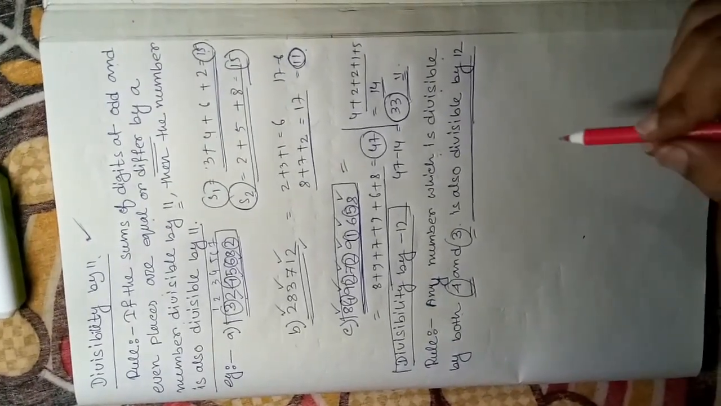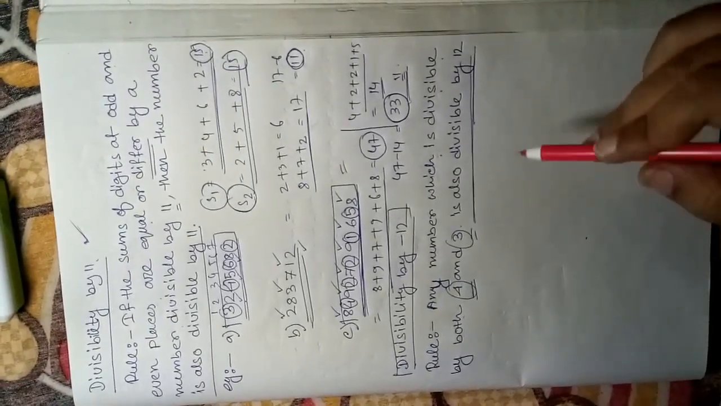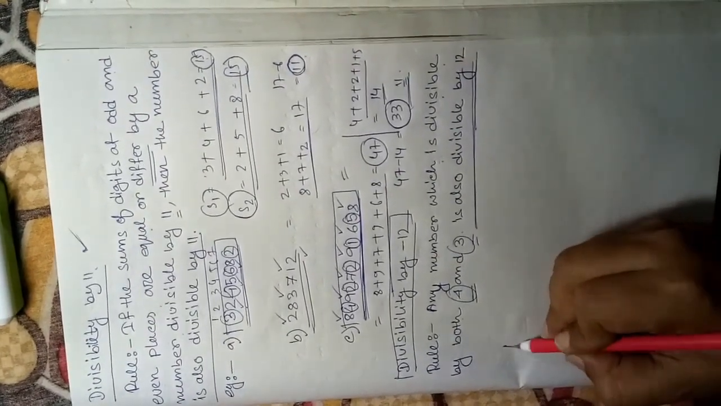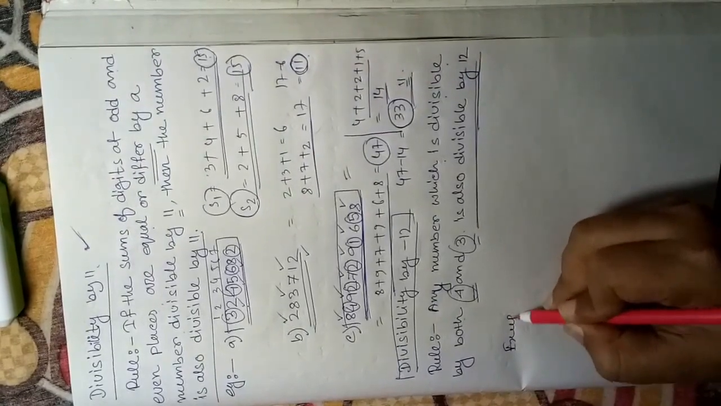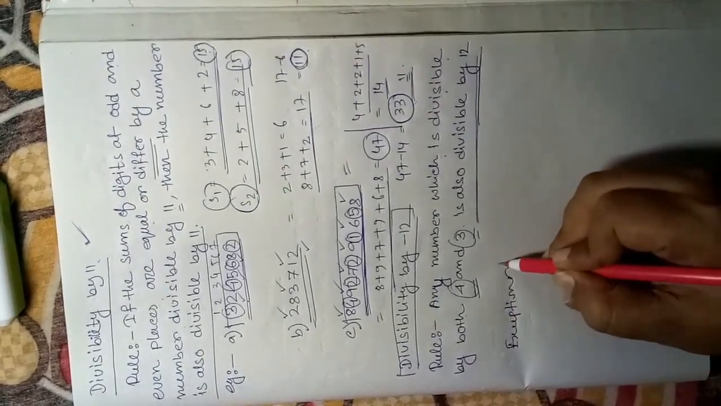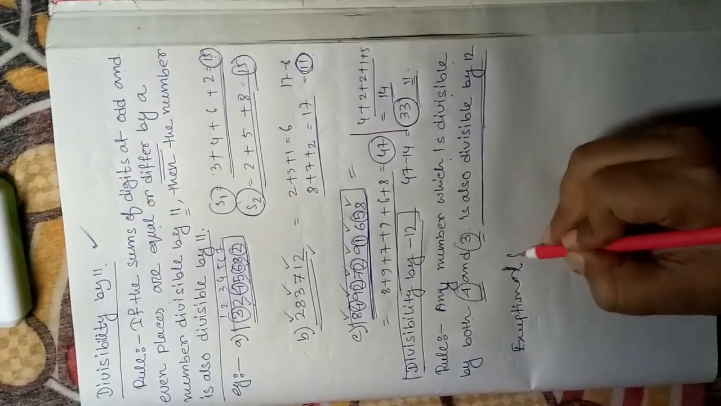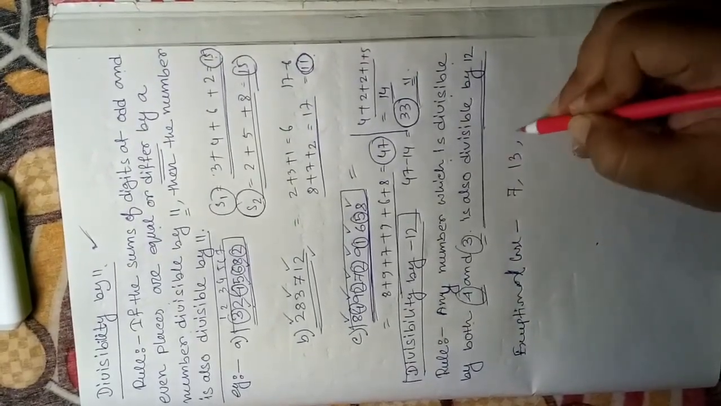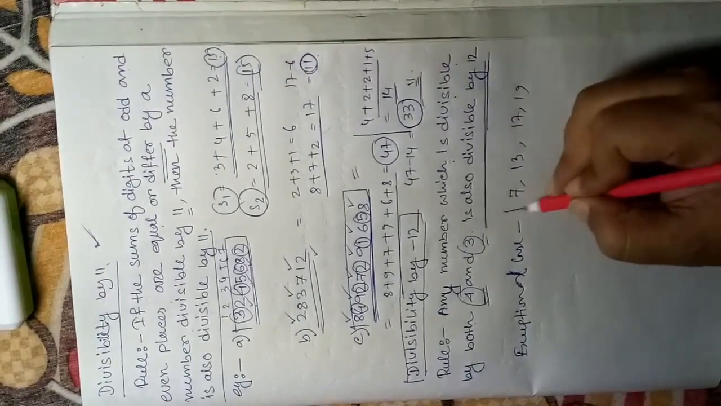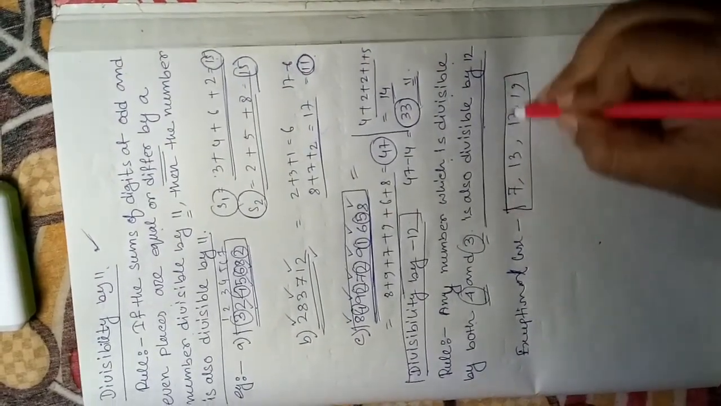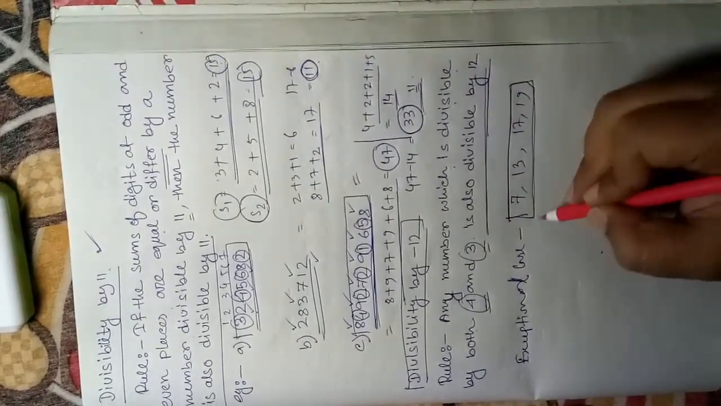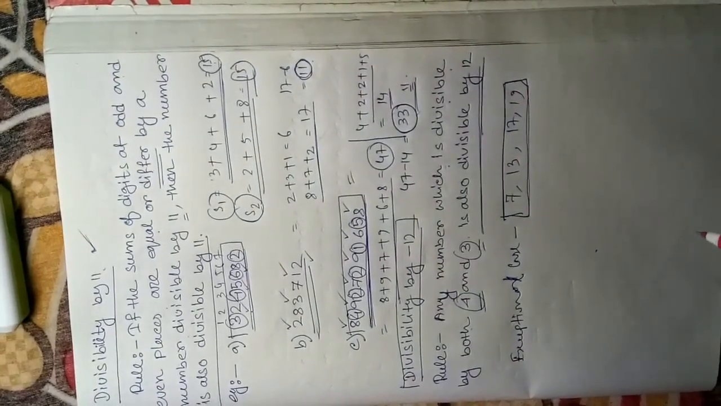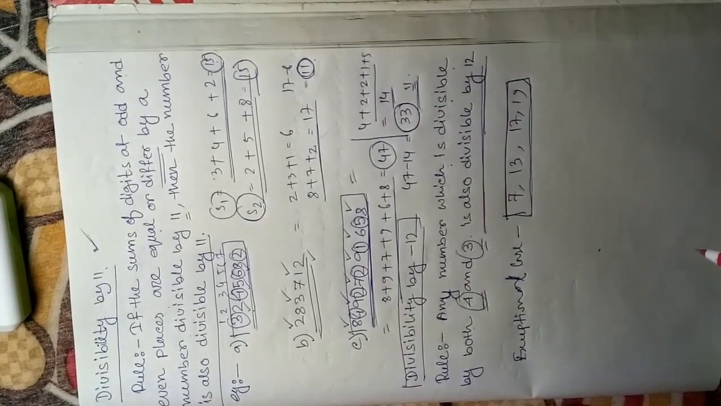So here we have already discussed all the divisibility rules. In our next session we will be discussing a few exceptional rules, the exceptional cases that are 7, 13, 17 and 19. So in our next session we will be discussing these four rules. With this we end our discussion.